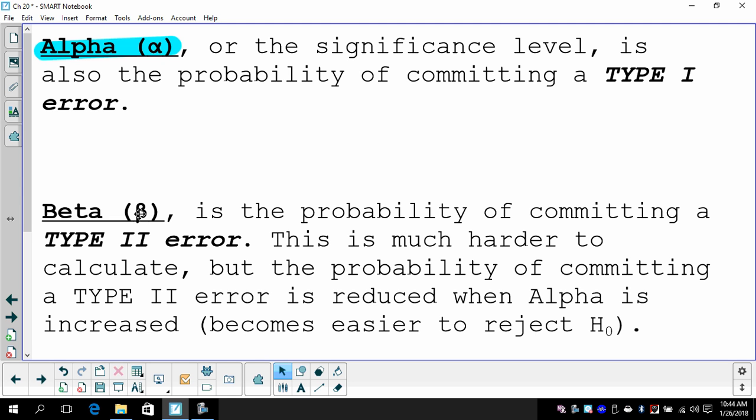We use the Greek letter beta to represent the probability of committing a type 2 error, and this is not something that we can really calculate because we actually need to know what the true proportion is, and we don't. Alpha and beta are directly related. So if we increase alpha, if we increase the probability of making a type 1 error, then we're going to reduce the probability of making a type 2 error. It becomes easier to reject the null hypothesis if we have a large alpha.